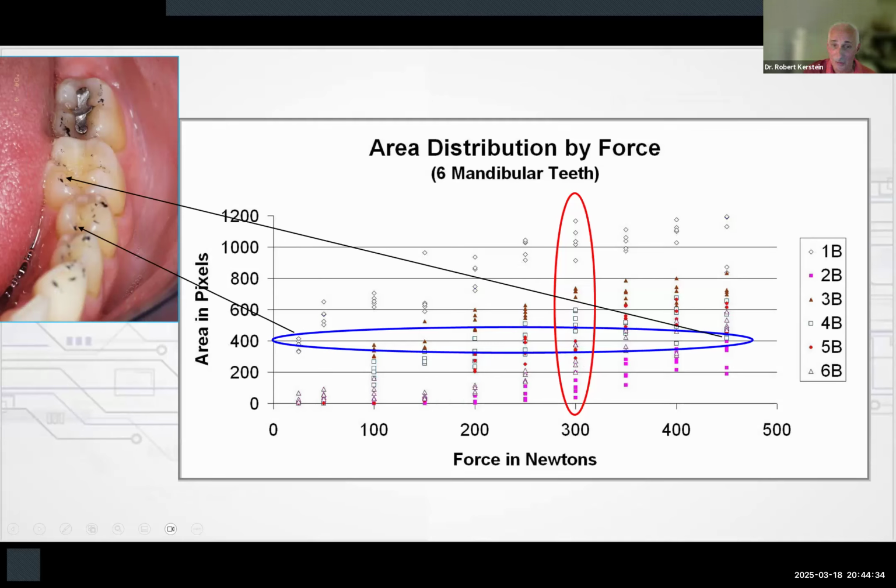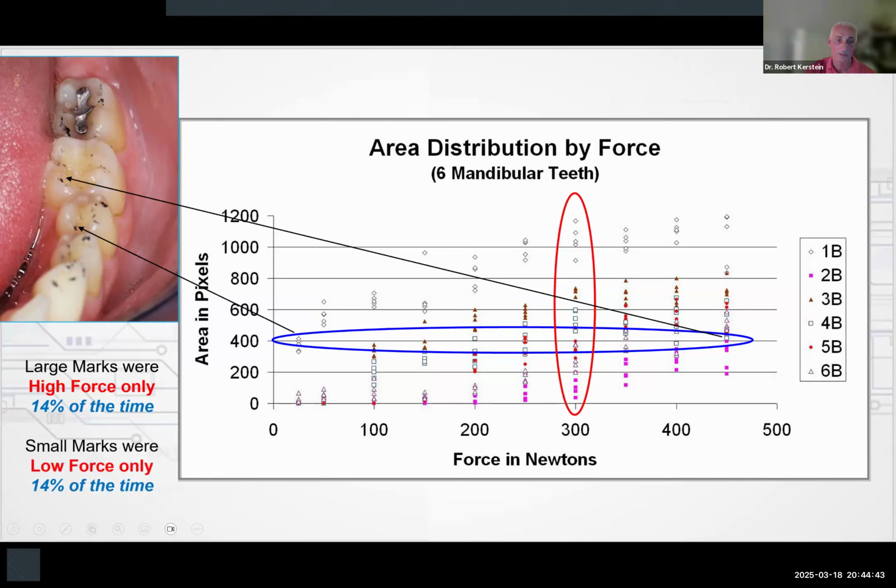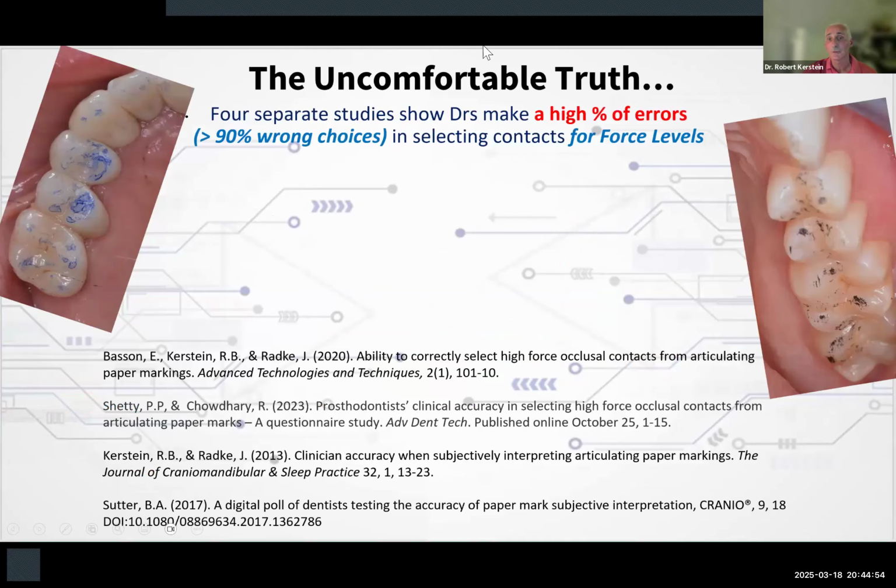You can't know. So what this study found was that large marks were only high force 14% of the time, and small marks were only light force 14% of the time. And that means if you choose by size, you're going to be wrong 86% of the time. And that's a real problem. And it's actually been studied. The uncomfortable truth is that 4 separate studies, these 4 studies here, show that dentists choose the wrong high force contacts 90% of the time or greater.